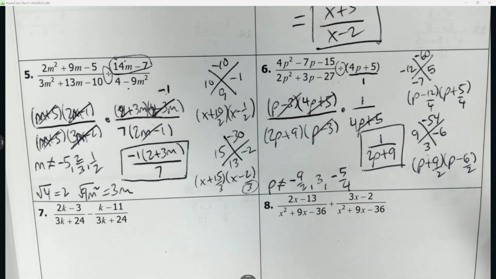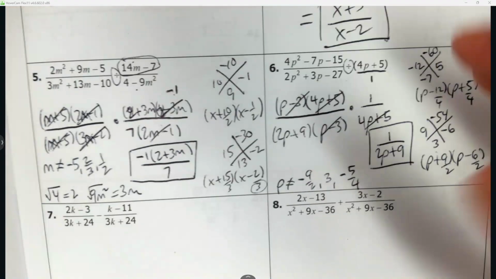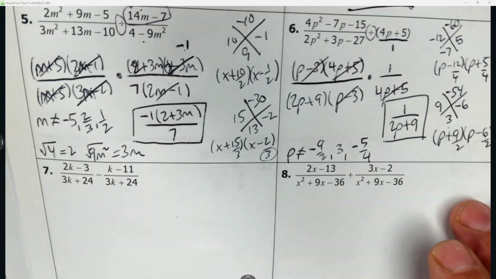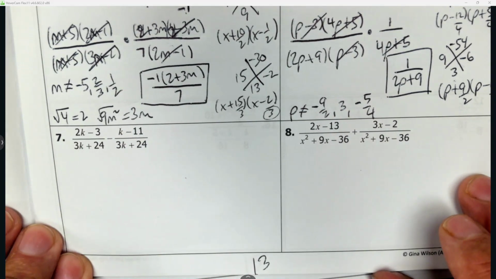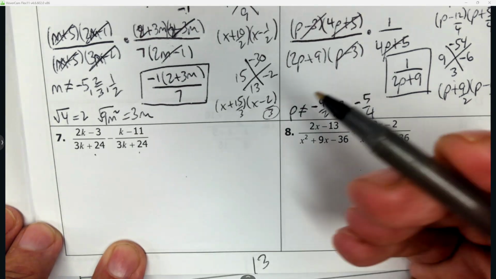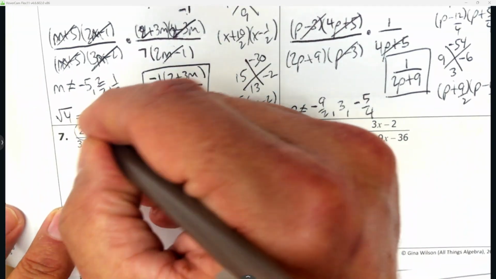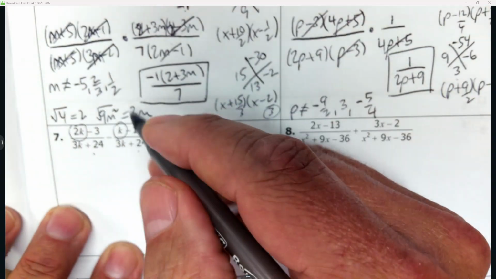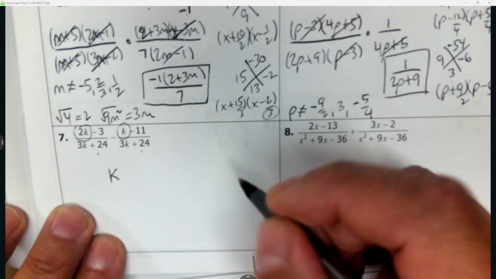Halfway there. Number 7. All right, we're adding and subtracting. The denominators are the same. So how simple is this? So we only subtract the numerators. So 2k subtract 1k is k.